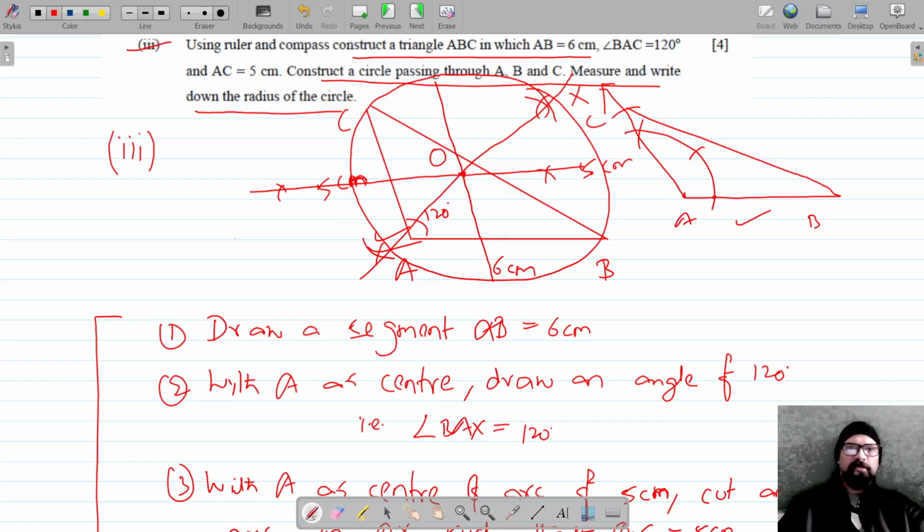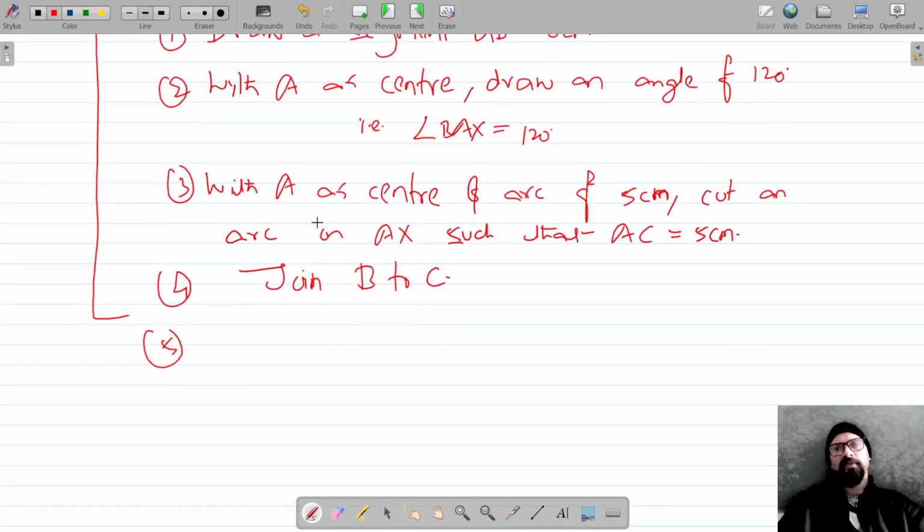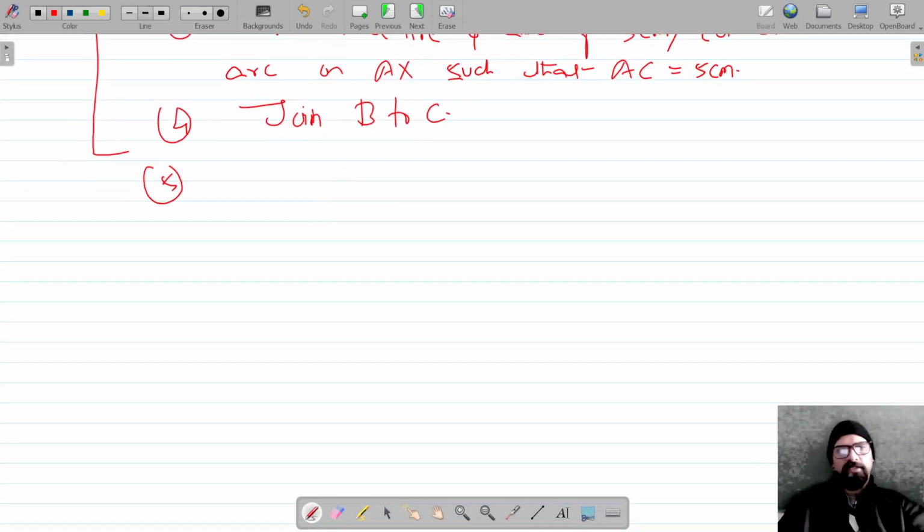Now with O as center and OC as radius, draw a circle that will pass through A, B, and C. So we have to measure and write the radius. So this circle is the circumcircle, and we have to measure the length of the radius. The radius of the circle will come out to be 5.5 centimeter.